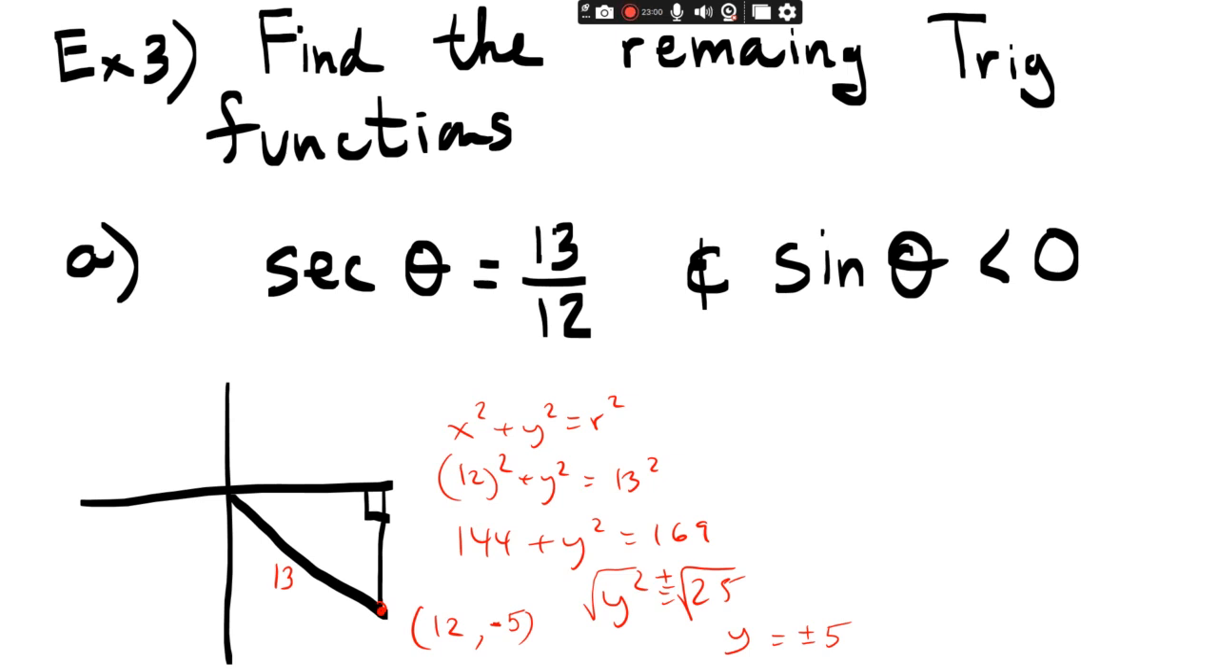Based upon that, can you now give me all the remaining trig functions? So the only one I do know is secant. We good? So I need sine, cosine, tangent, cotangent. I can skip secant. I already know it. I jump to cosecant.